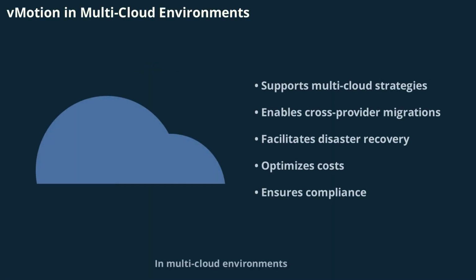In multi-cloud environments, vMotion enables organizations to move workloads between different cloud providers and on-premises data centers. This flexibility supports disaster recovery, cost optimization, and regulatory compliance. By leveraging vMotion, businesses can create truly agile and resilient IT infrastructures.